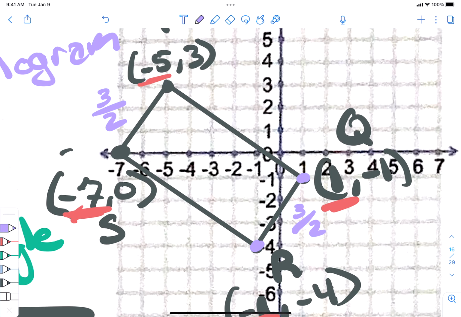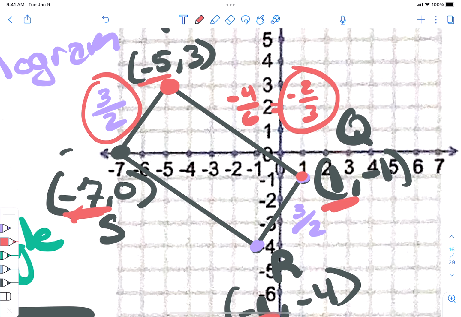Now let's see if the other two are parallel. From this top corner to this corner, he is going down 4 and over 6. So, -4 over 6, which reduces to -2 over 3. Let's see if this one's also -2 over 3. Is he going down 4 over 6? Down 4 over 6, so also negative 2 over 3.